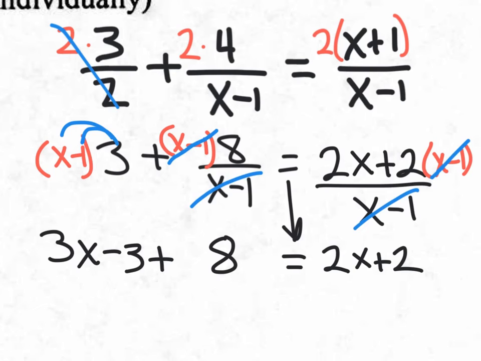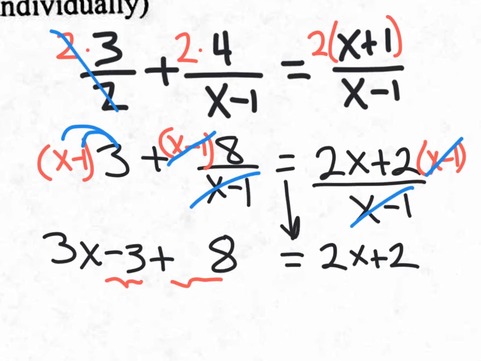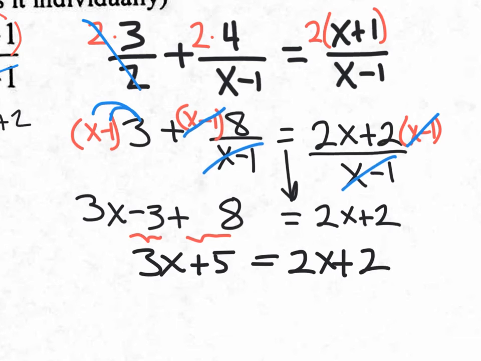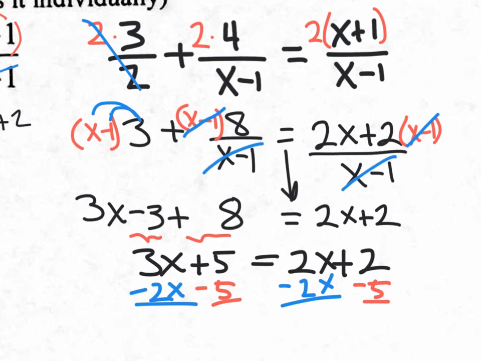So we need to combine like terms. We have a minus 3 here and a positive 8 there. Let me zoom out a little to get more space. And what will I have left? I'll have a new equation that says 3x plus 5 equals 2x plus 2. Now at this point I want to do 2 steps in one. I want to get the x's to the left. So I'm going to subtract 2x, subtract 2x. And I'm also going to move the 5 over by subtracting 5 and subtracting 5. Again, I'm doing 2 steps in one.